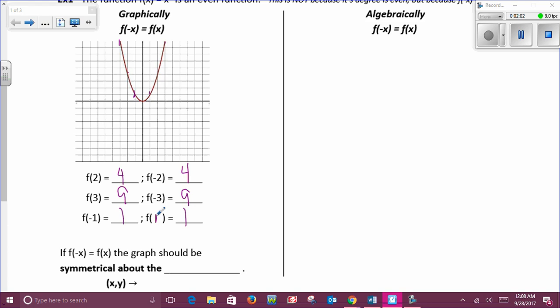If f of negative x is equal to f of x, the graph should be symmetric about the y-axis. So that means that the points x, y map to negative x, y.